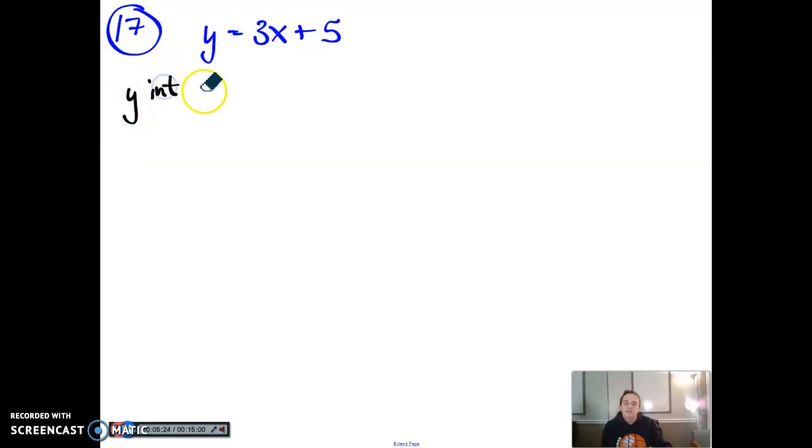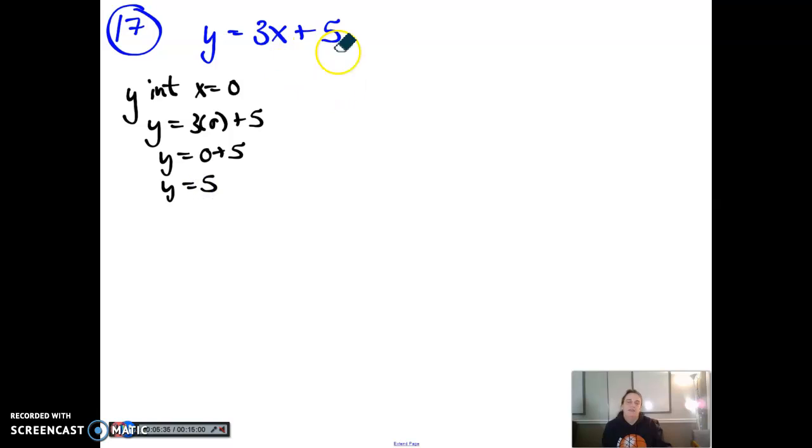The y-intercept is when x equals 0, so y equals 3 times 0 plus 5, y equals 0 plus 5, so y equals 5 is my intercept. Again, you can look at this and see that it's in slope-intercept form, and just read it off, that's fine. So 0, 5 is my y-intercept. But let's look again at the x-intercept.